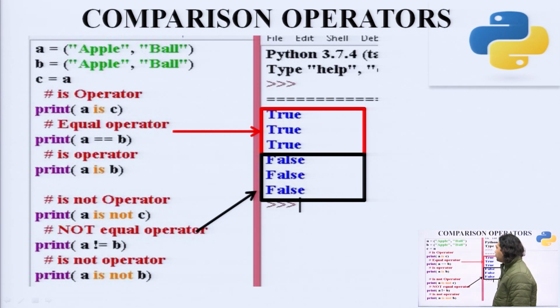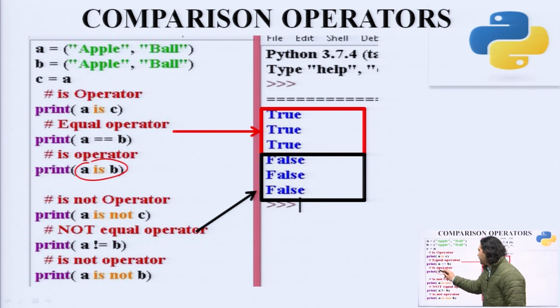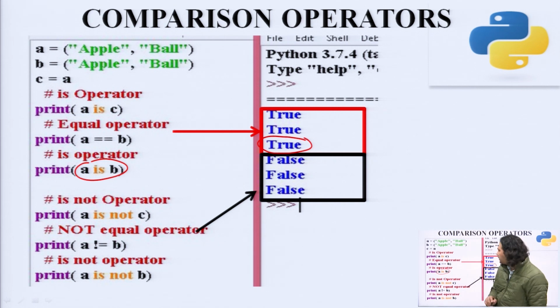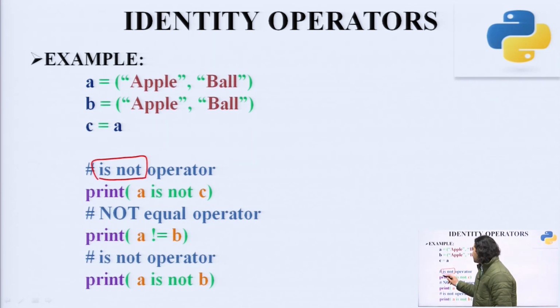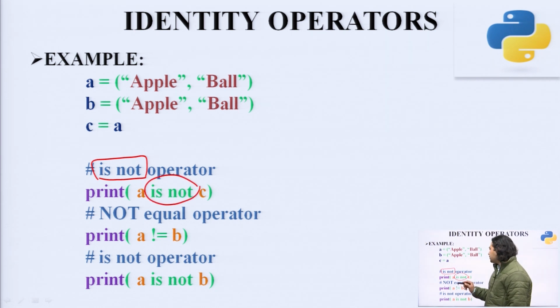Now, look at this condition. Now, a is b and the answer for this one is true. That means, both the variables hold the same memory address. So, this is how the identity operator works, and in the previous slide this is the example related to is not operators. Now, the same condition is there, but we have just replaced it with is not. So, a is not c, that means whether a is not c or not.